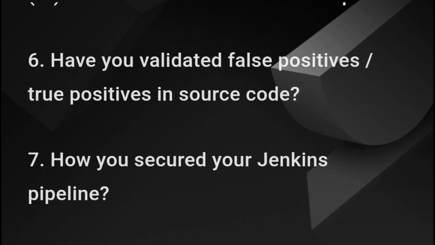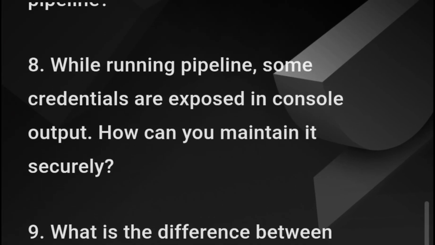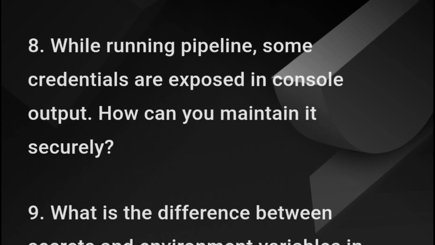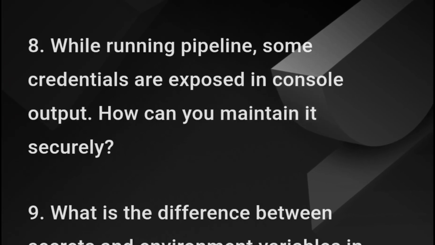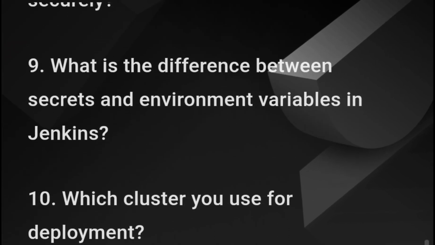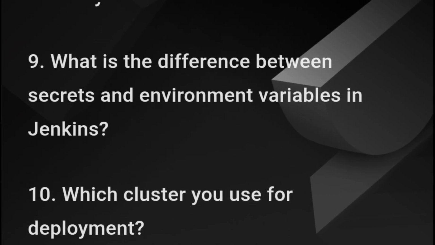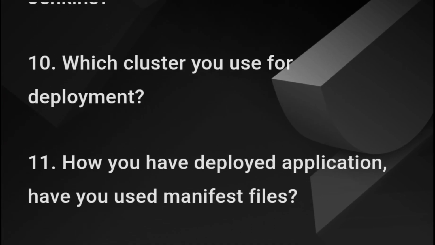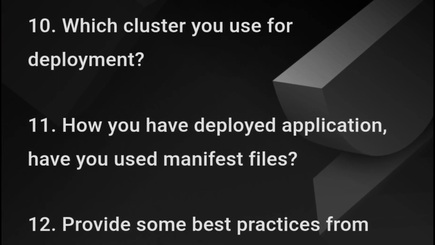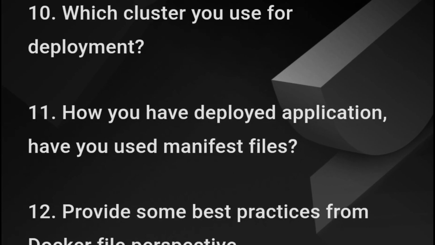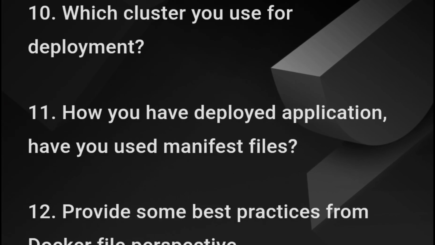How do you secure your Jenkins pipeline? What are the steps you will take? The next question was, while running a pipeline, some credentials are exposed in console output. How do you maintain it securely? And the next question was, what is the difference between secrets and environment variables in Jenkins? Which cluster do you use for deployment purposes, and how have you deployed the application, and have you used manifest files for deployment?